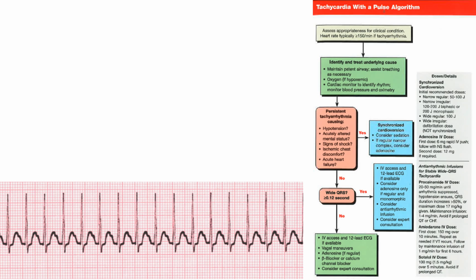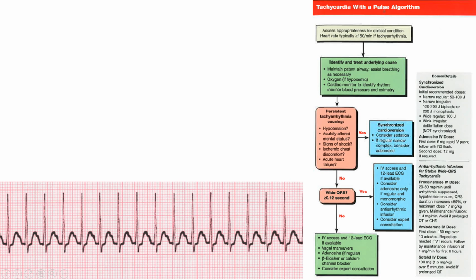In the instance where a person has tachycardia, you wanted to consider slowing their heart down. Every single one of these instances, just about, except for the one that indicates synchronized cardioversion, which was if they had hypotension or acutely altered mental status or signs of shock or ischemic discomfort. In those cases, you would do the synchronized cardioversion, where it's basically like shocking their heart in a certain way. And then they said, even in this instance, if it's regular and narrow, then you would use adenosine.